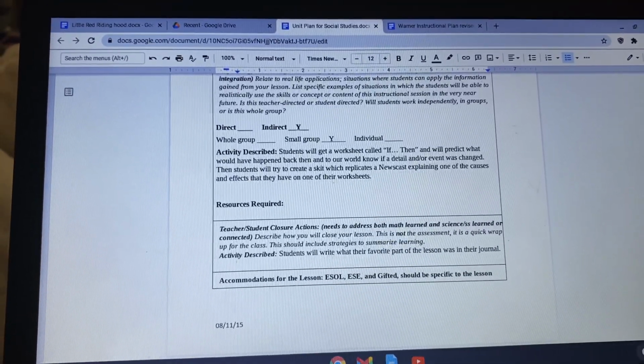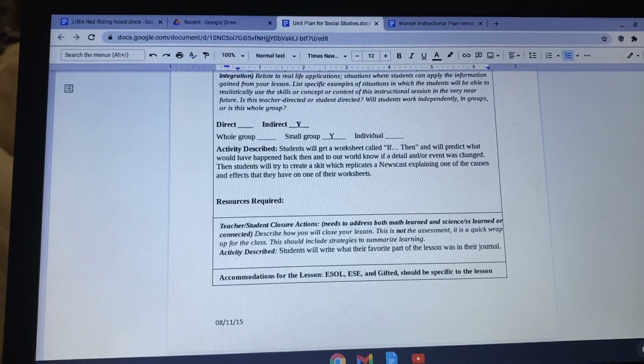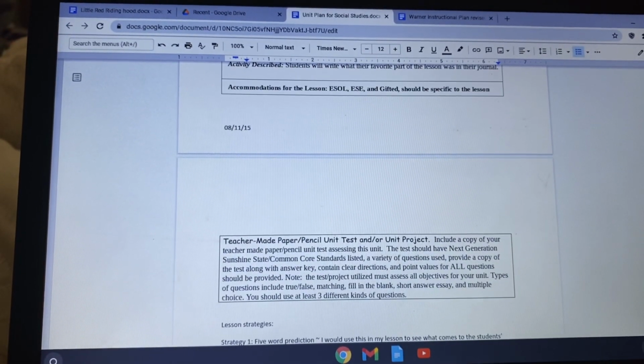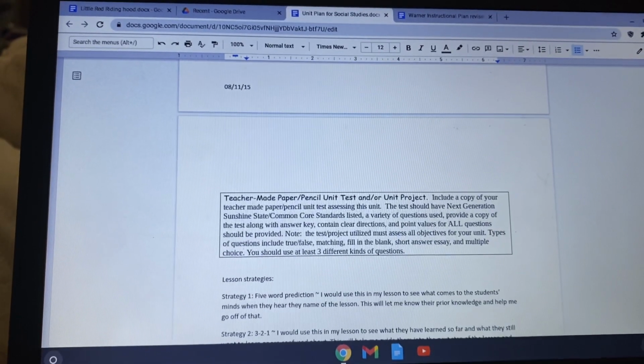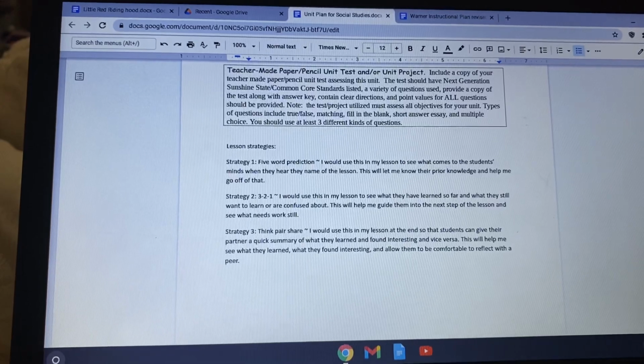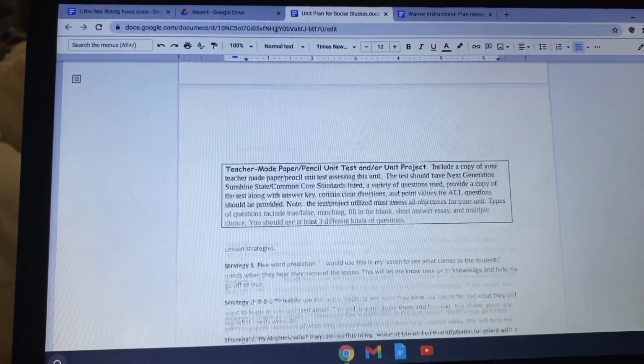For closure, I said students will write what their favorite part of the lesson was in their journal, and then that was it.